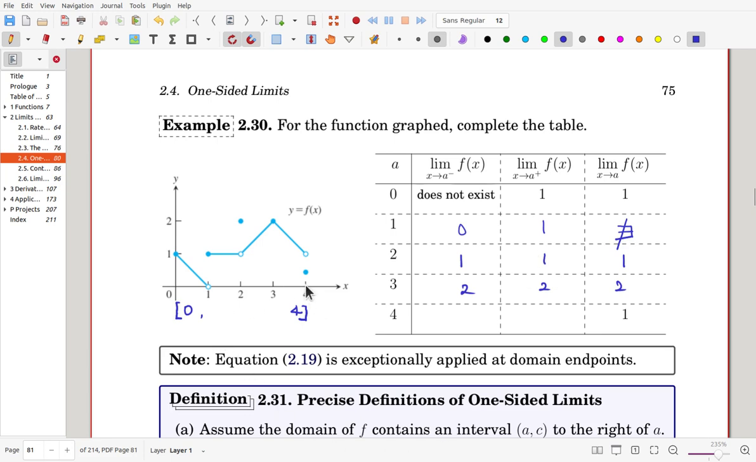Okay, how about the right endpoint? Here, the left limit is, as x approaches from the left to here, now 4, then the value becomes 1. So the left limit is 1, but the right limit doesn't exist. However, this is outside the domain, so for an endpoint, if just one side the limit exists, then we can say the limit exists. So the value is 1.